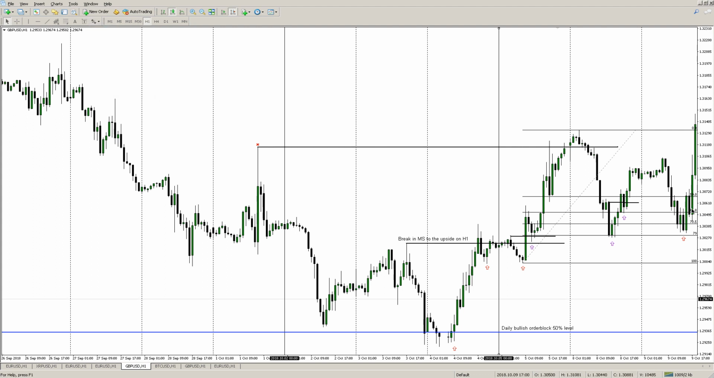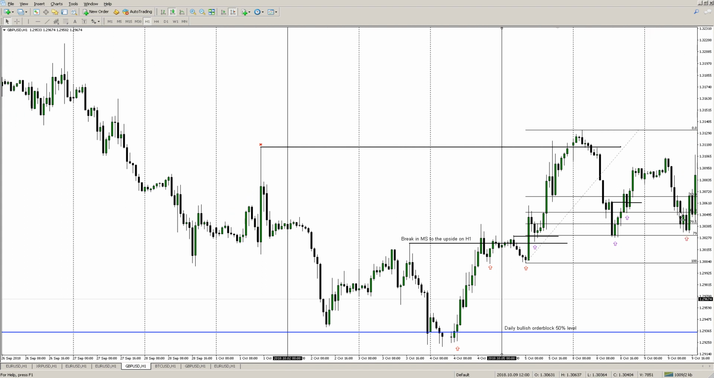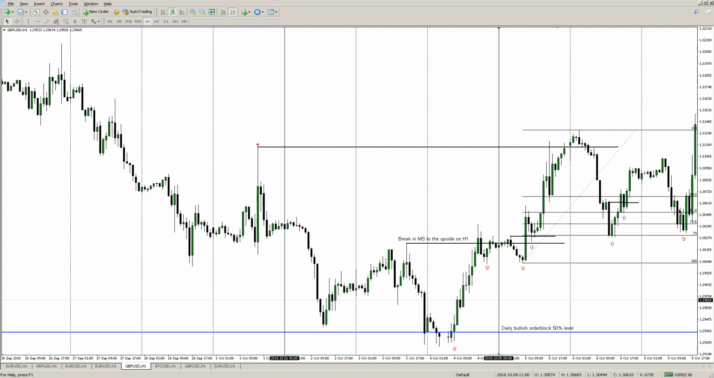So within this small little consolidation, this is your opportunity to be a buyer. Where are your targets? First target would be above what? The next swing high. So you got a swing high here. So if you're a buyer here, you're targeting this high, right?